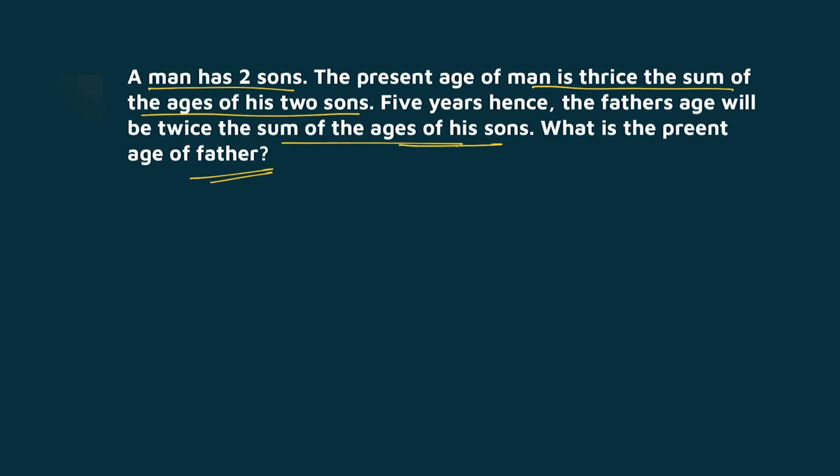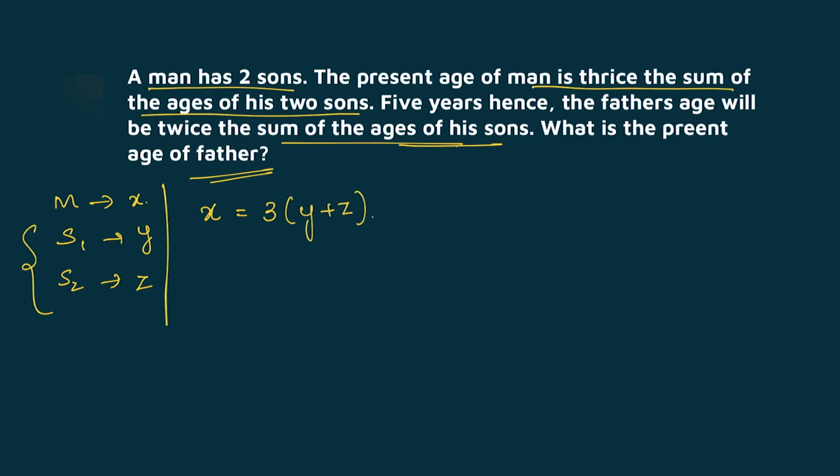A man has two sons. Let the age of the man be x, and he has two sons, son 1 and son 2. Let us take son 1 as y and son 2 as z. The present age of the man is x. It is thrice the sum of the ages of his two sons, so his two sons' ages are y plus z. This can also be written as y plus z is equal to x by 3.